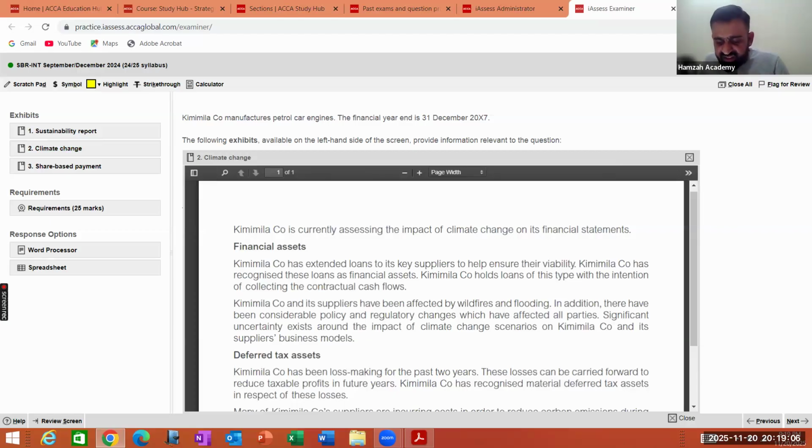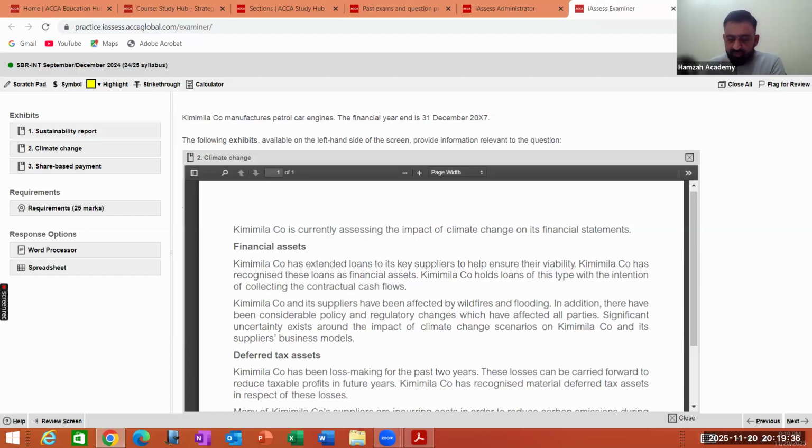K company is currently assessing the impact of climate change on its financial statement. K company has extended loans to its key supplier to help ensure their viability. K company has recognized these loans as financial assets. K company holds loans of this type with an intention to collect the contractual cash flow. So it's a financial asset, and it will be classified as amortized cost under IFRS 9.